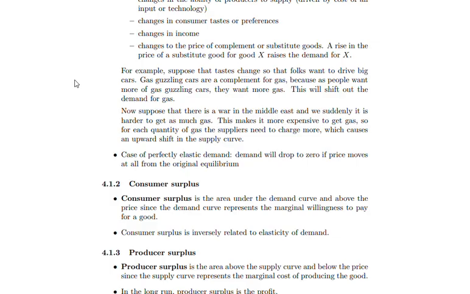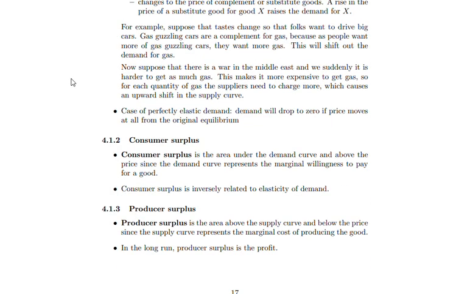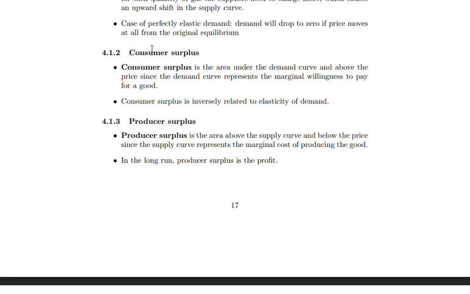Now suppose that there is a war in the Middle East and suddenly it is harder to get as much gas. This makes it more expensive to get gas, so for each quantity of gas the suppliers need to charge more, which causes an upward shift in the supply curve. Case of perfectly elastic demand: demand will drop to zero if price moves at all from the original equilibrium.